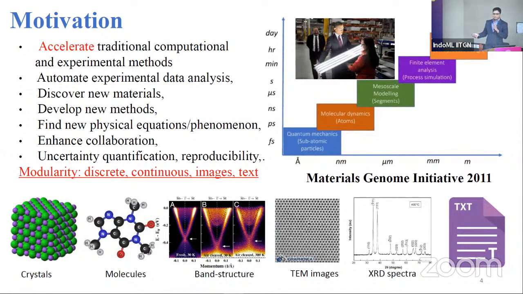There can be image data sets, microscopy images, and there can be different types of microscopy, like scanning transmission electron microscopy, scanning tunneling microscopy, and a variety of methods like that. There can be X-ray diffraction, like spectral data, and there can be a lot of text data. Over the years, there have been several research papers published on material science and chemistry and so on. So there's a variety of data, and I'll show you briefly how to apply machine learning on all the modalities of this data, okay?